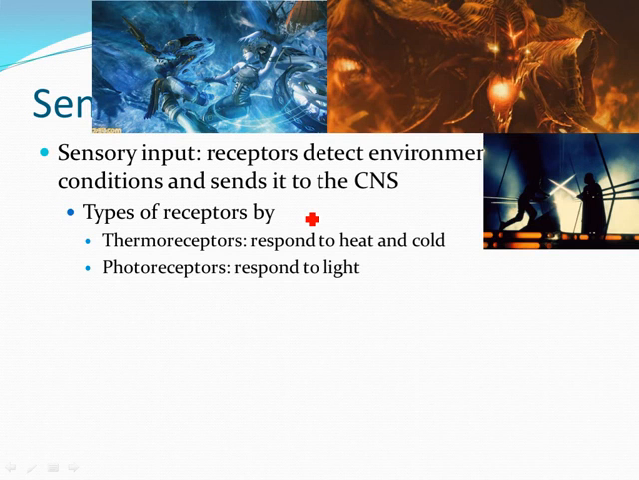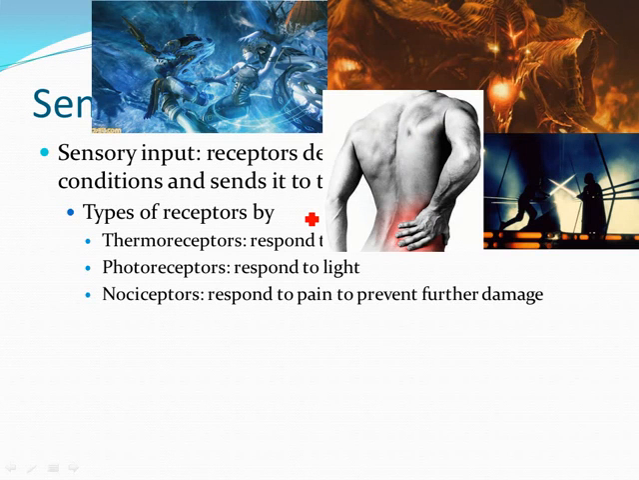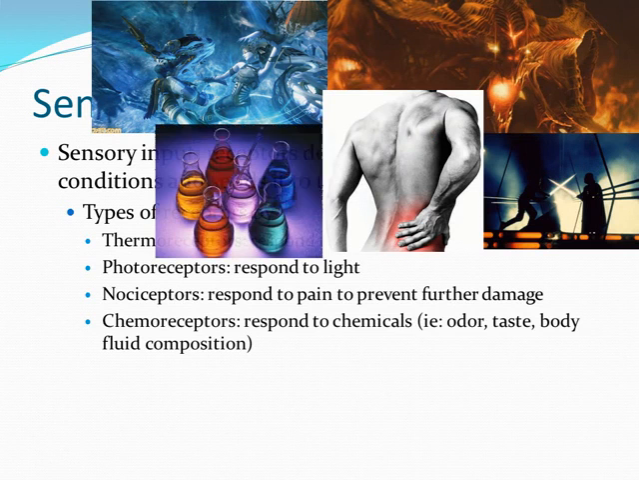Photoreceptors. Photo is for light. Nociceptors. These are the ones that receive information of pain. Chemoreceptors, depending on the chemicals. So you probably don't know, but odor and taste are actual chemicals that cause these receptors to be activated for us to smell or taste something. And also depending on our body fluid composition as well. So when we're detecting something like pH, that is also a chemoreceptor that will detect that.